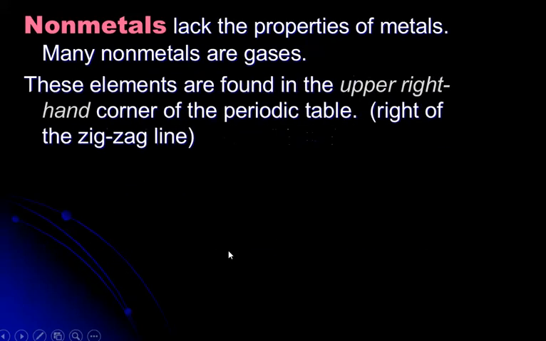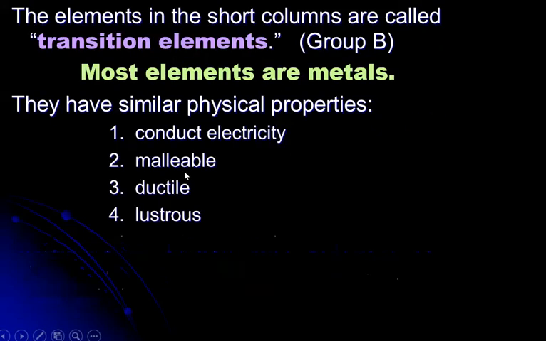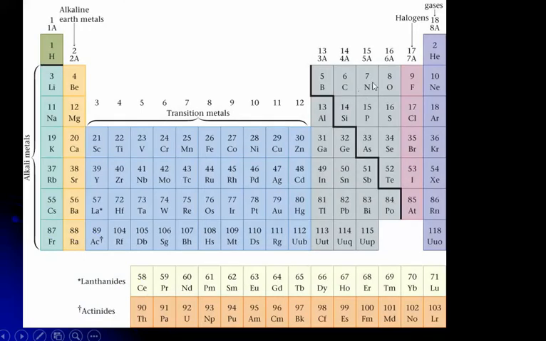Then the next type of element, so we've talked about metals. The second type are nonmetals. Those are found, I'm going to go back here pretty quickly, right here, to the right side of the zigzag line. All of these elements over here are considered nonmetals. Now we'll talk about the ones that fall right on the zigzag line in a minute here. But these are all considered nonmetals.